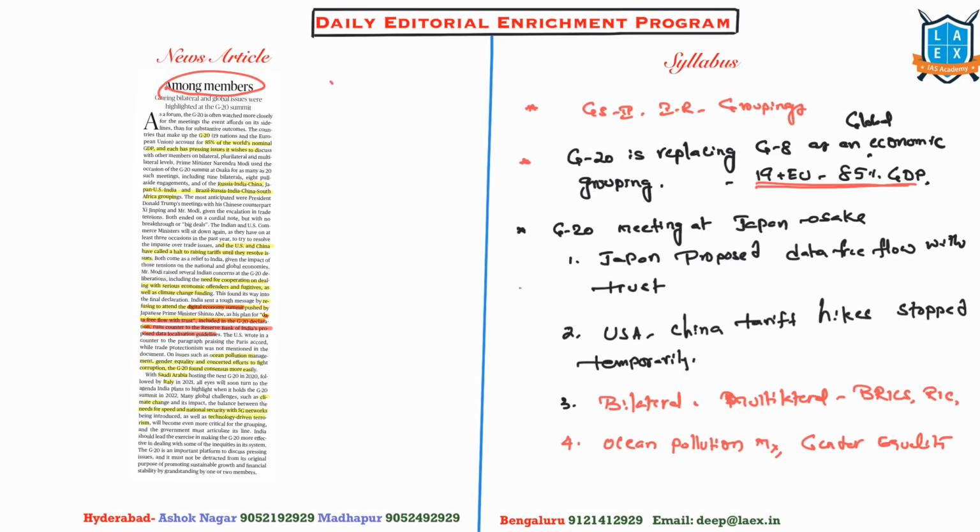Among members, this article is about the G20. You know that the G20 is an economic grouping. You can talk about this both in economy and also in GS Paper 2, international or global groupings. This article says the importance of the G20 economically: 85% of the global GDP comes from these countries. Previously, the G7 was stated to be the economic engine of the world, but today that place is being occupied by the G20. So the emerging economies are becoming strong, and they are becoming the pillars of global growth today.